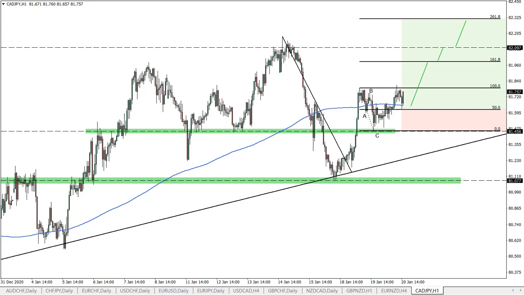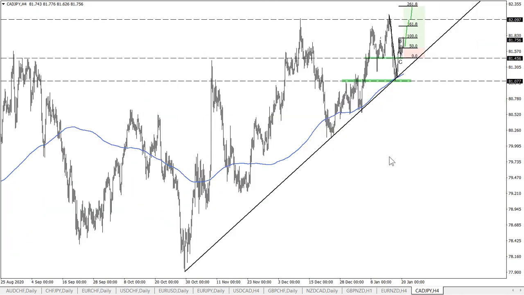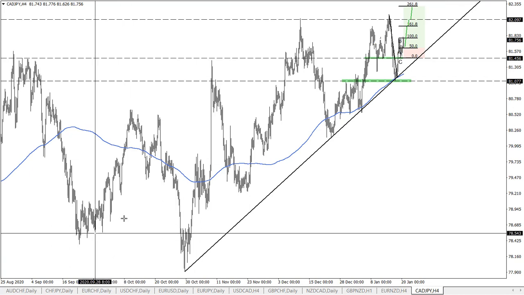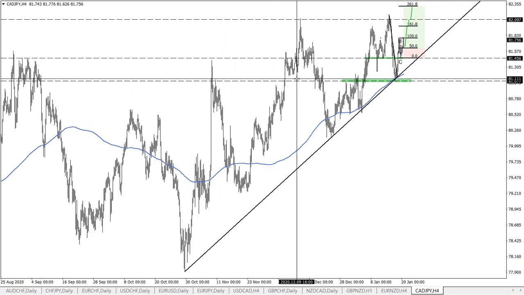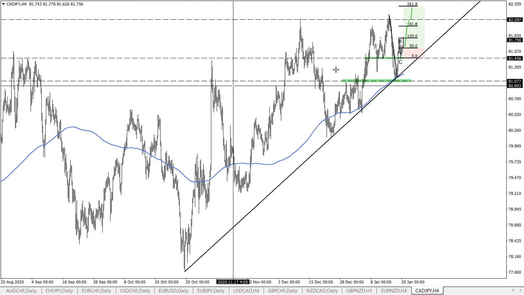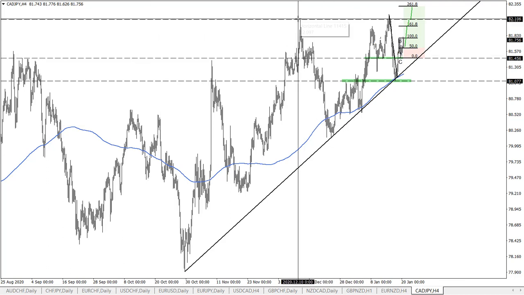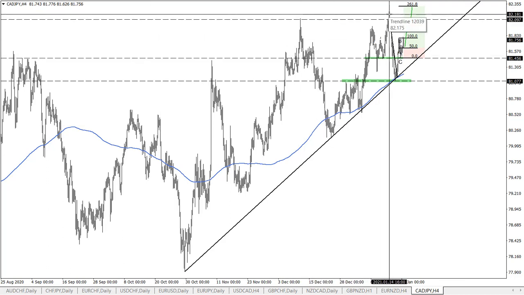Let's get started with the Canadian Japanese yen, and I would like to move to the 4 hour time frame, zoom it out so we can see the big picture. On this chart, we can clearly see a higher highs and higher lows pattern is being printed because the previously made high has been broken right there.